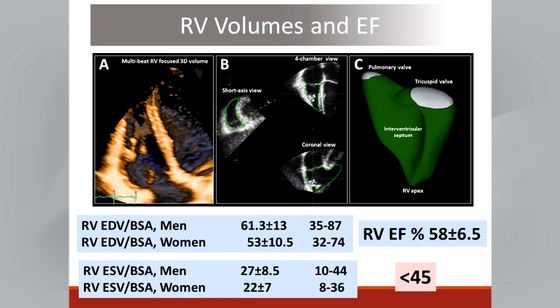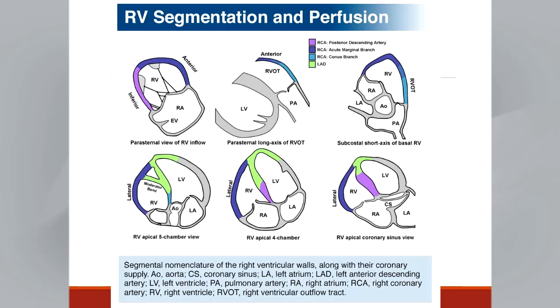These are sometimes very dependent on the quality and the experience, and we're going to see some new software coming out that is going to make things slightly easier. We provide, yes, for the right ventricle, normative values for right ventricular volumes and ejection fraction, and you can see that these are, again, divided according to gender and body surface area.